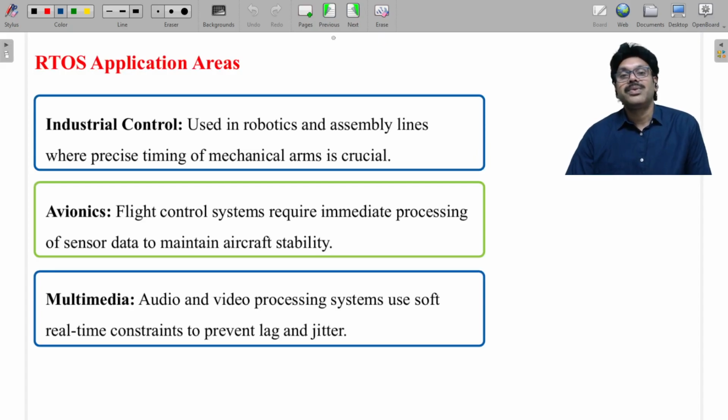So where are you going to use a real-time operating system? Industrial control, like robotics and flight control navigation systems, and multimedia audio and video processing systems use soft real-time constraints.